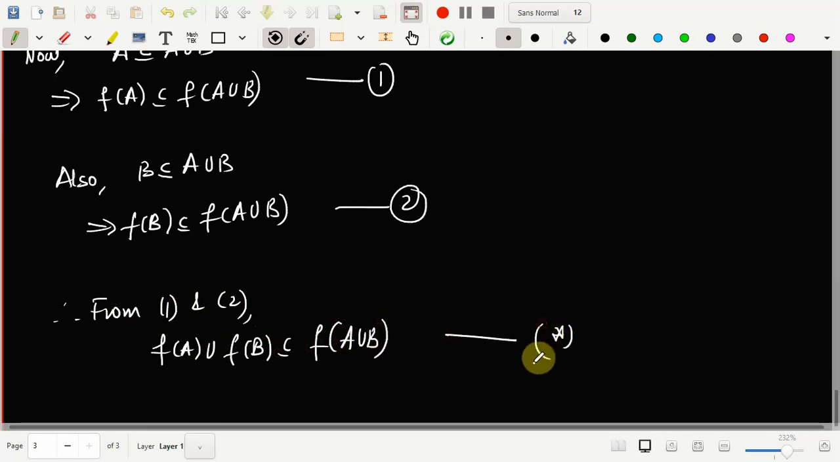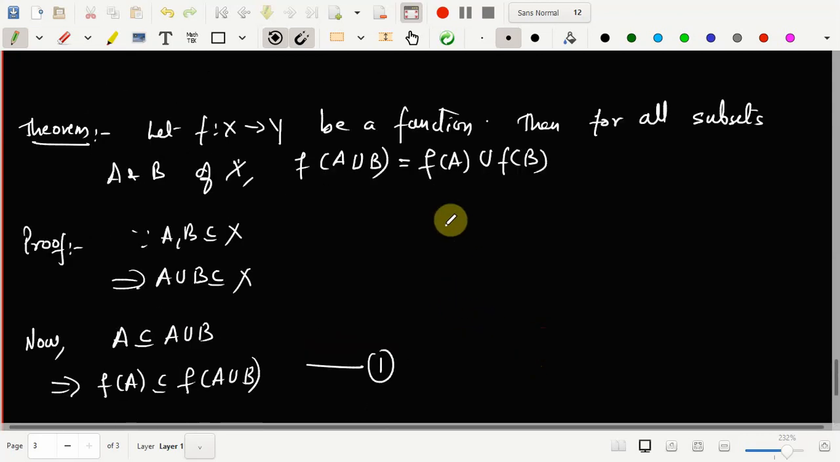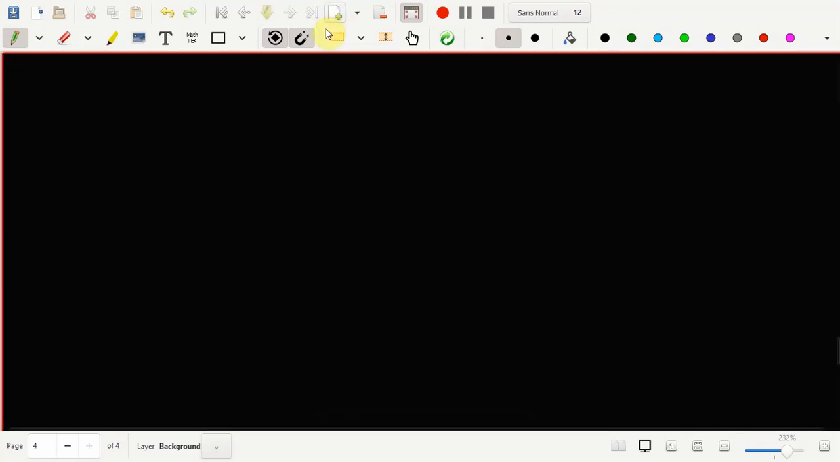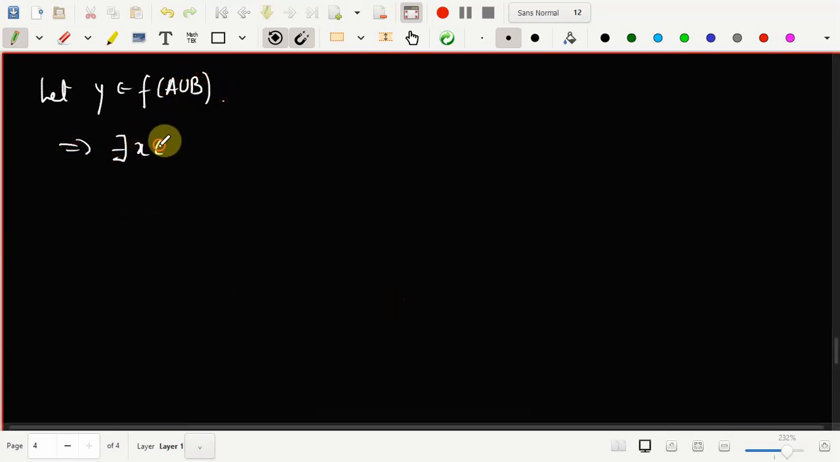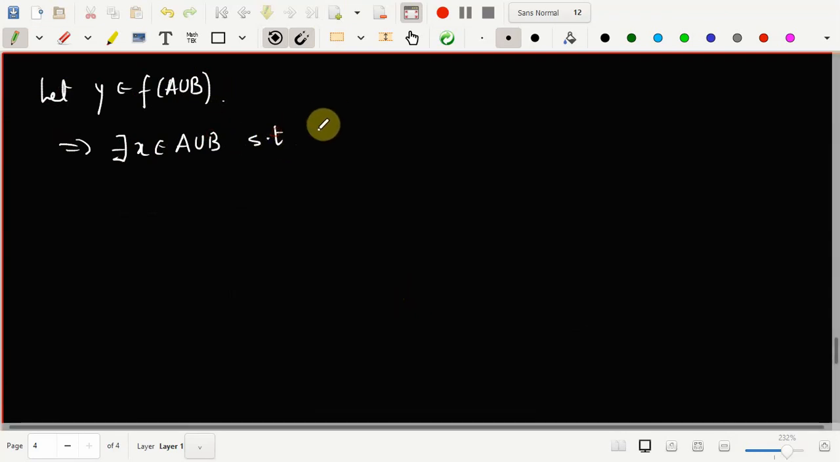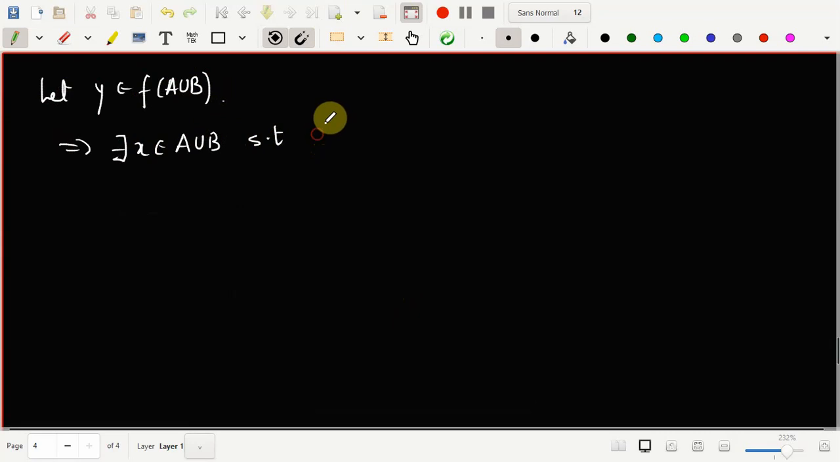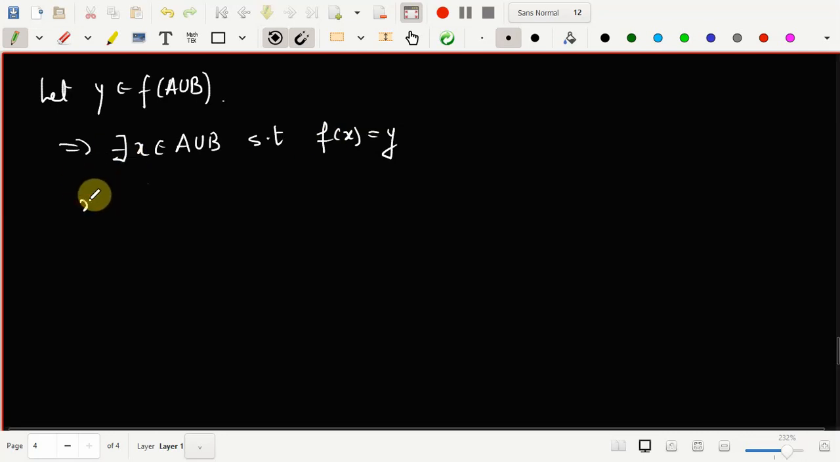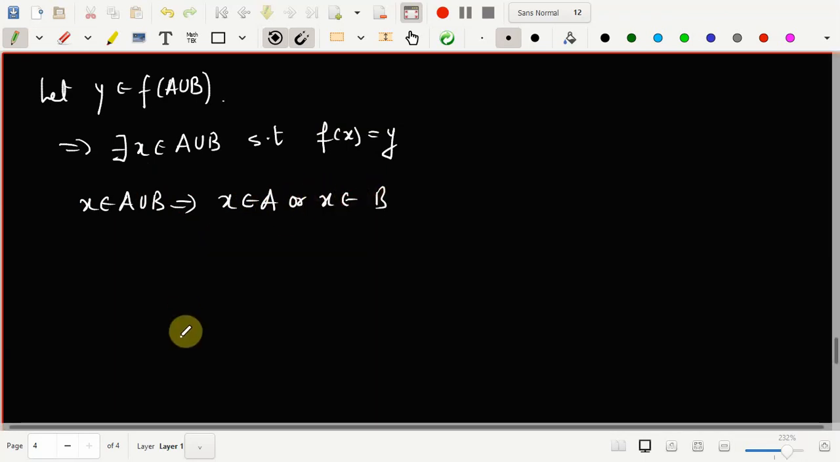So from here we have established one way, that is, we have shown that this is contained in this. Now to show the other way around, that is f of A union B is contained in f of A union f of B, we use the definition. So let me start with any point y in f of A union B. This implies that there exists x in A union B by definition such that x is the pre-image of y. So that is f of x is equal to y, or y is equal to f of x. Now x belongs to A union B, this would mean x belongs to A or x belongs to B, and therefore I will discuss this statement in two cases, and I'll show that both cases lead to the fact that y is in f of A union f of B.